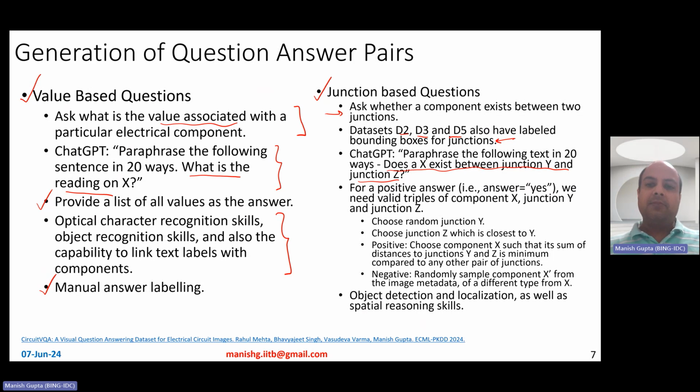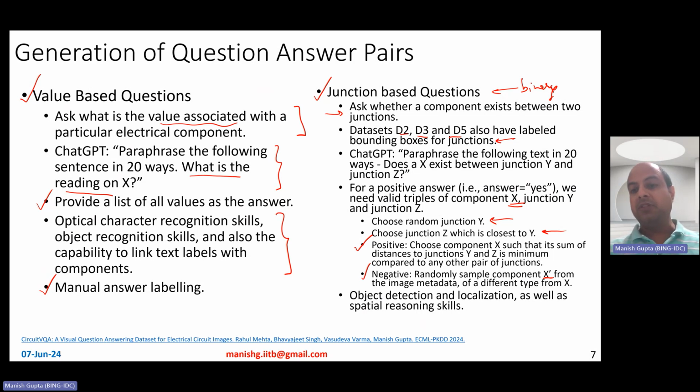Now, getting these templates is great, but how do you really instantiate these templates? Given an image, we first randomly choose a junction Y. Then we choose junction Z, which is closest to Y, just to avoid any issues. Junction-based questions are binary questions, so yes or no answers. Therefore, we have to sample a positive X, which makes it a positive question, and some X dash, which makes it a negative question.